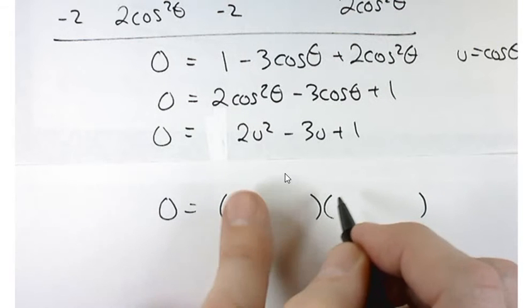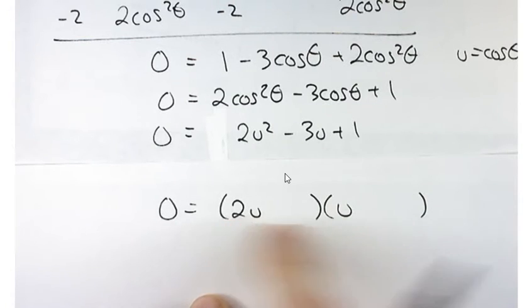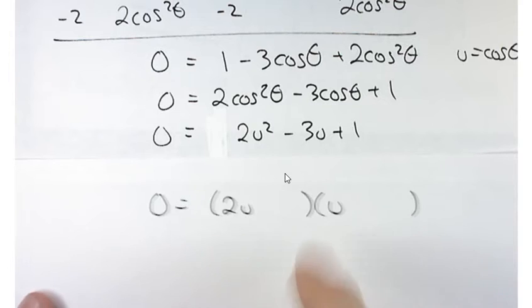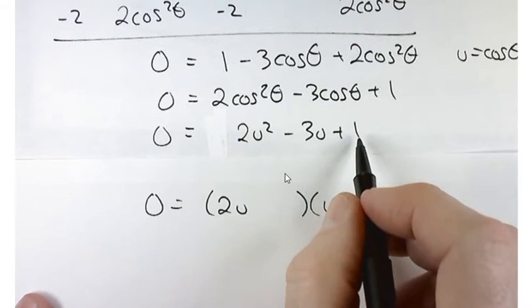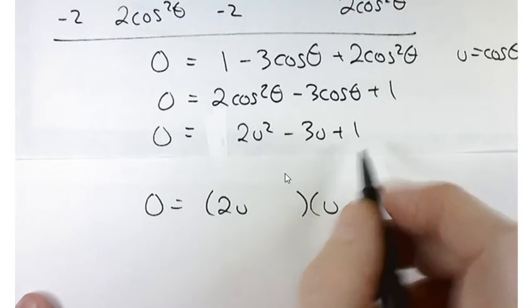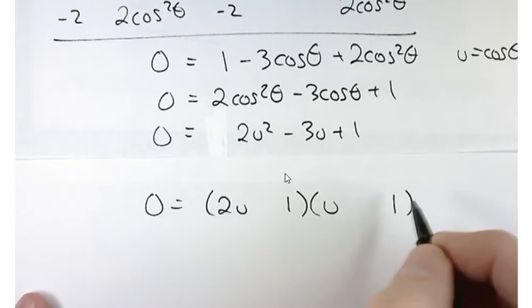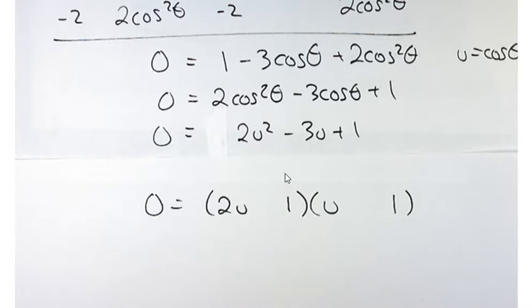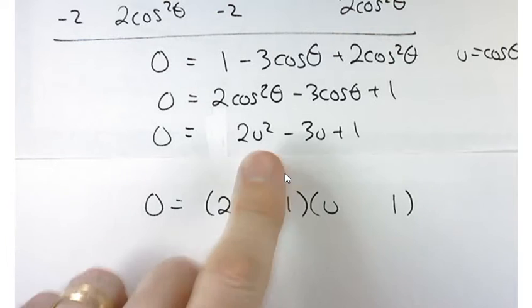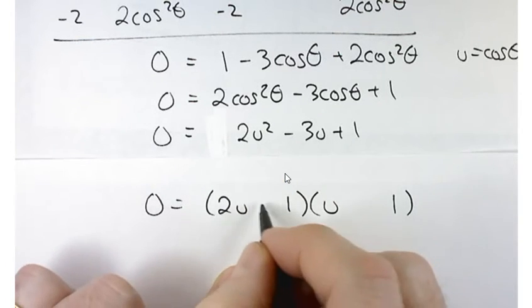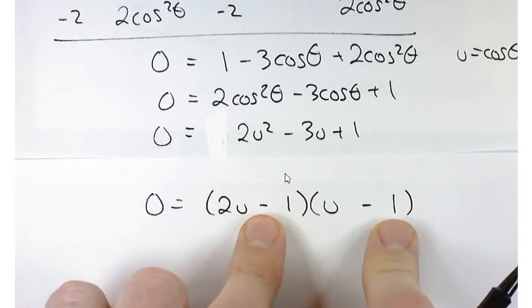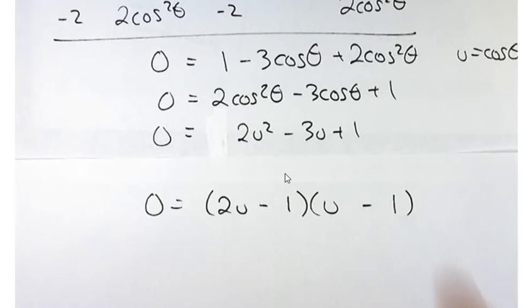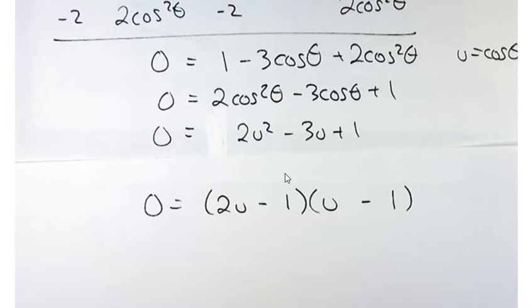I know that the first terms have to be a 2u and a u. There's not much choice about that. The last terms have to multiply to what? 1. Not much choice in that either, right? 1 and 1. Since the middle term is negative, and both of these have to be the same sign, then both of these are negative. Yeah, I feel your pain.